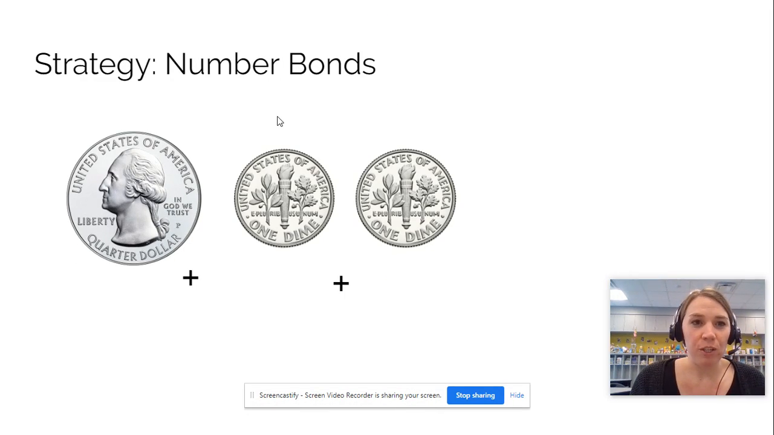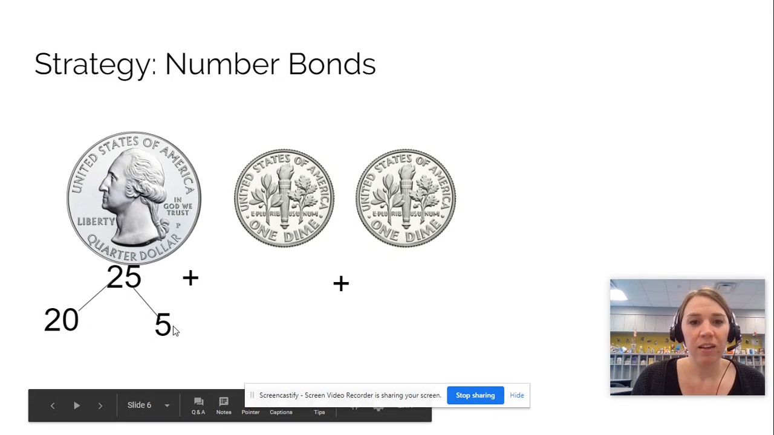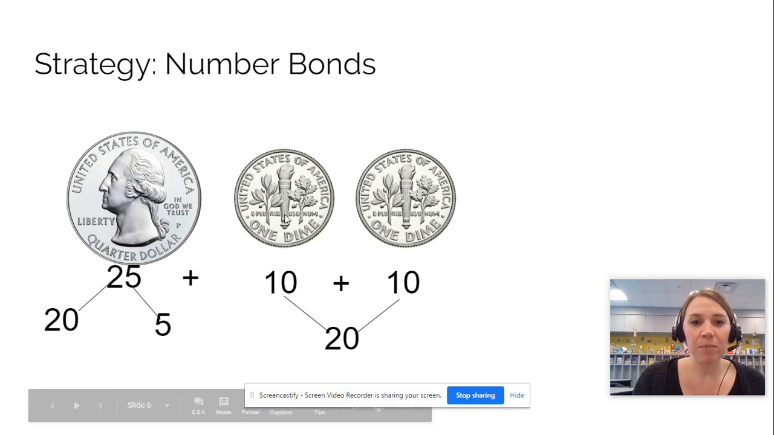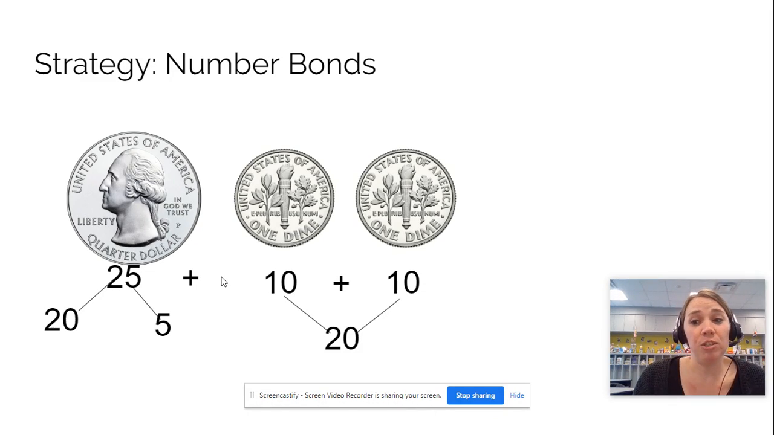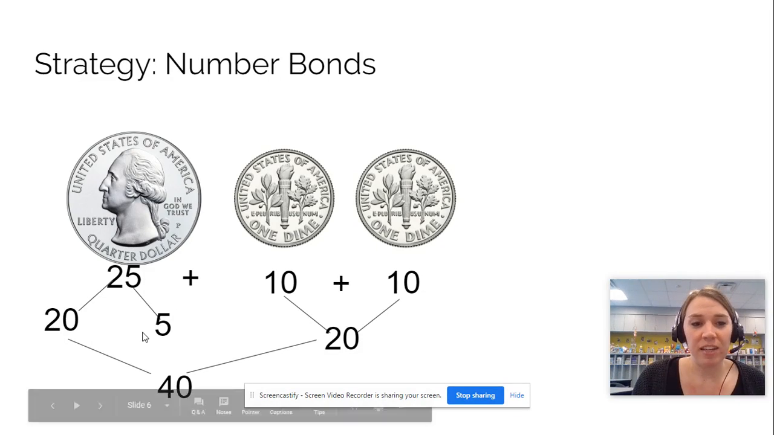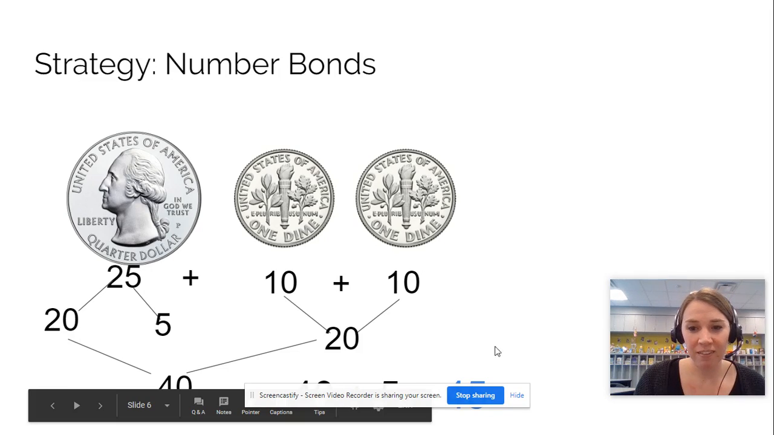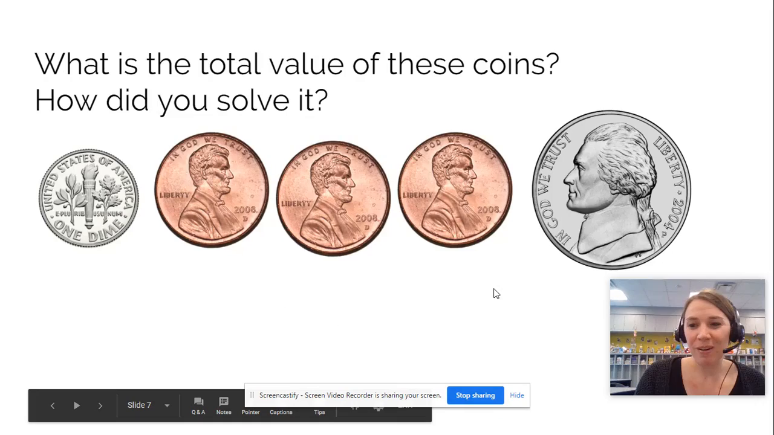Another strategy you could use is number bonds. You could split your quarter, 25, into 20 and 5. And your dimes, you could add together 10 and 10 to make 20. Then you could put your 20s together. If I know 2 and 2 is 4, then I know 20 and 20 is 40. And I can't forget the 5, so 40 and 5 makes 45. Oh, you can't see it at the bottom.